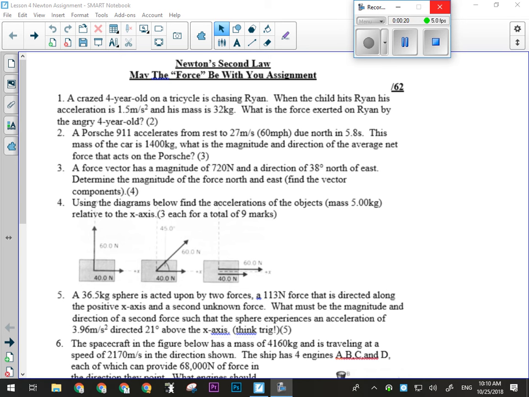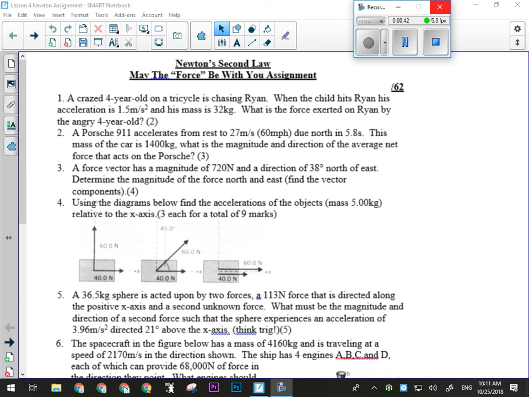But be mindful of things like significant digits and vectors. That's where people lose marks needlessly. They forget those two things, so remember to watch for those. Not really much to tell you about 1 or 2. They're pretty straightforward. Number 3, you're looking for the vector components of that given force.